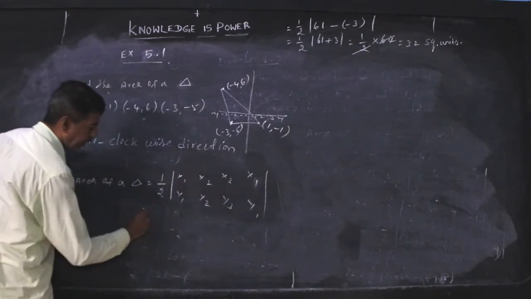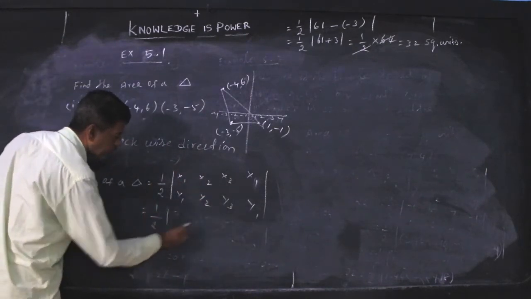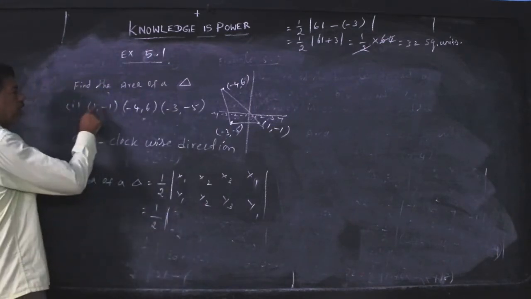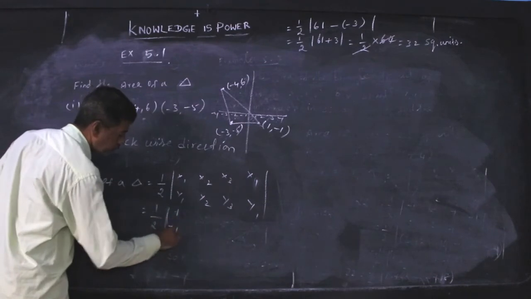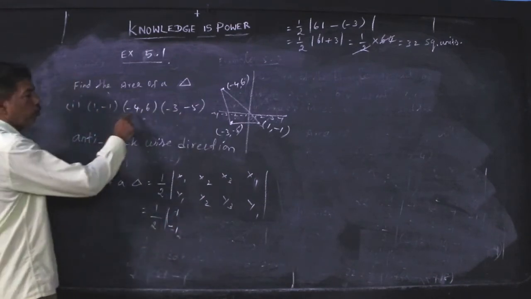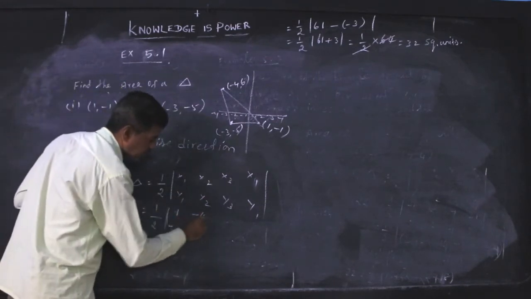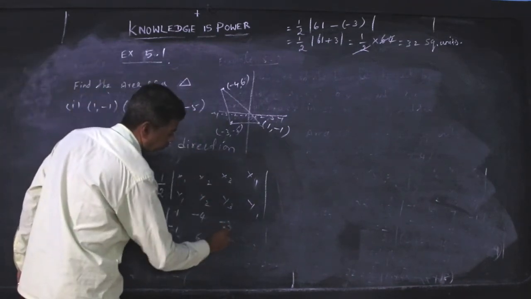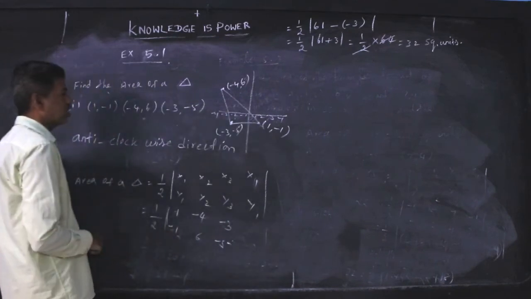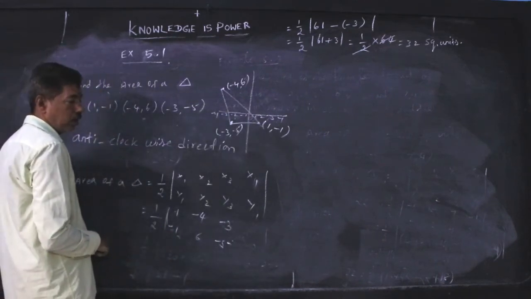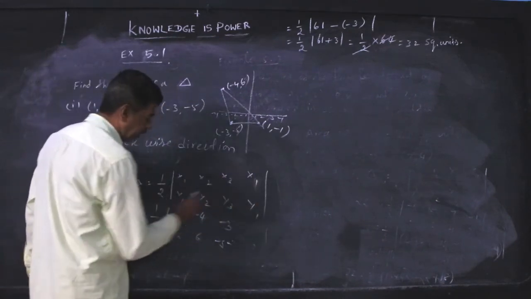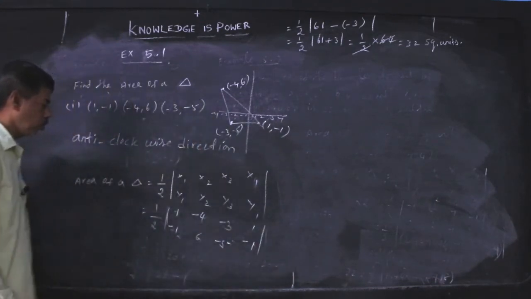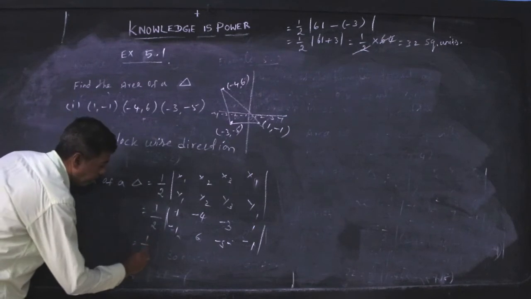As usual, I write here. What is x1, y1? First point, 1 comma minus 1. What is x2, y2? Minus 4 comma 6. What is the third point? Minus 3 comma minus 5. And the last one, again you have to write x1, y1, 1 comma minus 1, equal to 1 by 2.